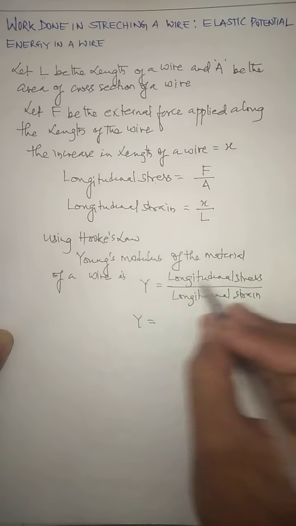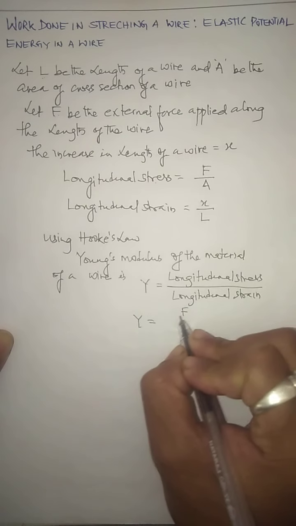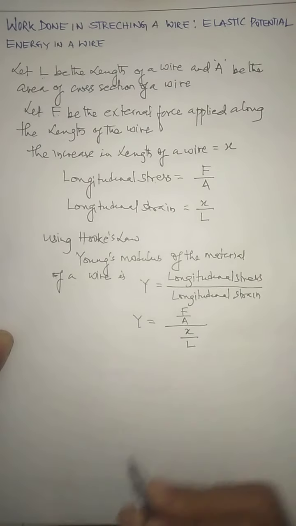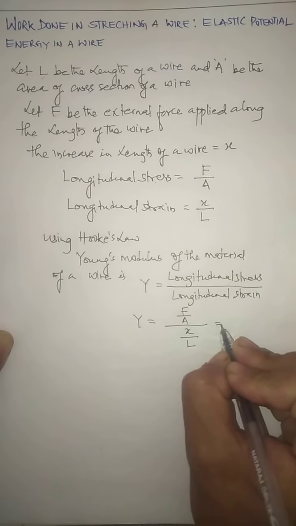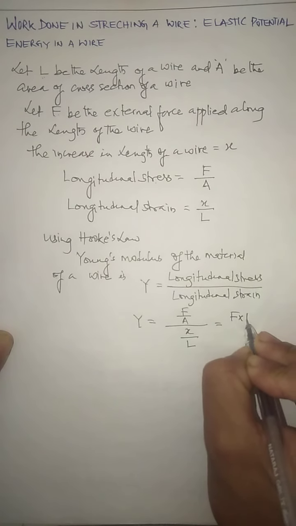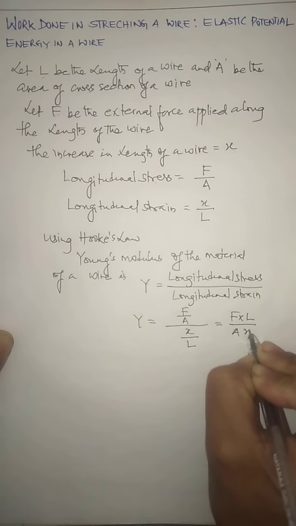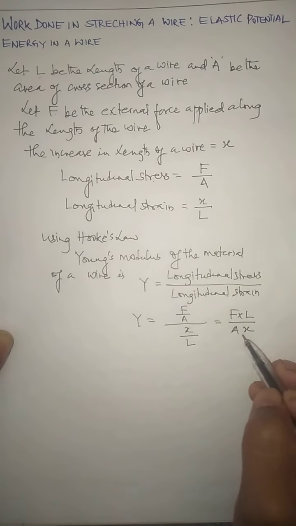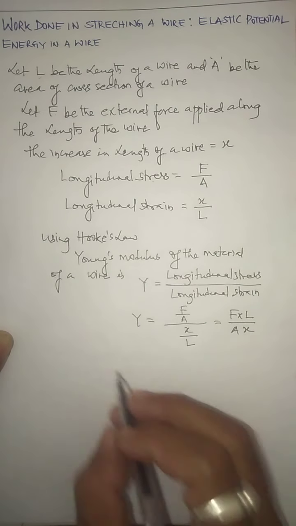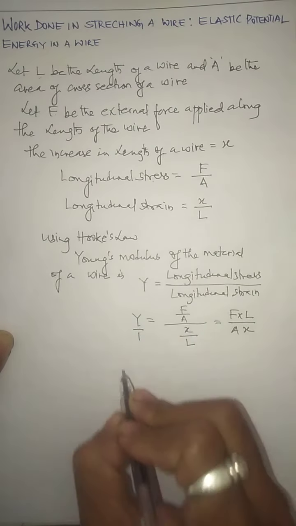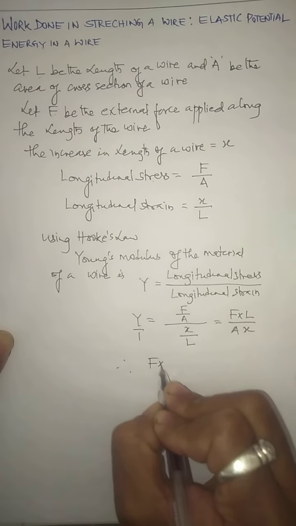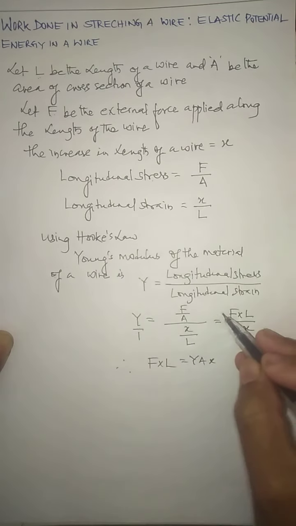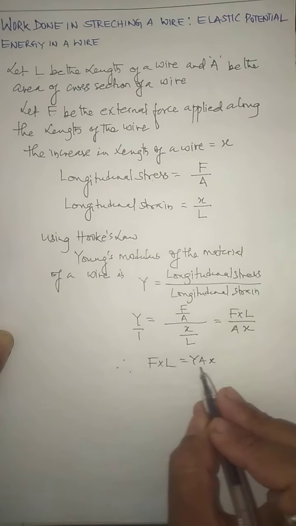So longitudinal stress is F by A divided by longitudinal strain, which is X by L. Definitely this will be reciprocal, so let me reciprocal it here only. So it will be F into L, capital L, by A into X. So Y is F into L by A into X. From here I'll make Y the subject, just cross multiplying diagonally. If I cross multiply, I write F into L equals YAX. So FL equals YAX.